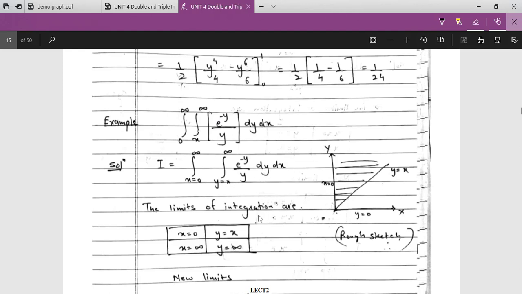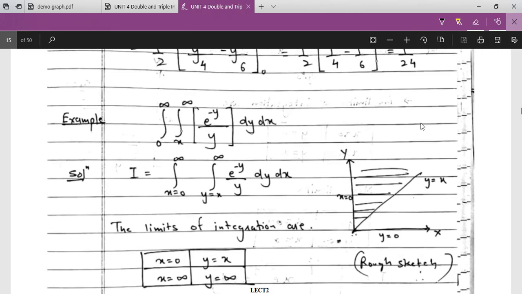So the limits of integration are, first thing is you need to draw a rough sketch. So draw coordinate axes x, y. Fine. See, y is equal to x. What is y is equal to x? y is equal to x is a straight line. So first thing is you draw a straight line. Fine. And next, it is infinity.